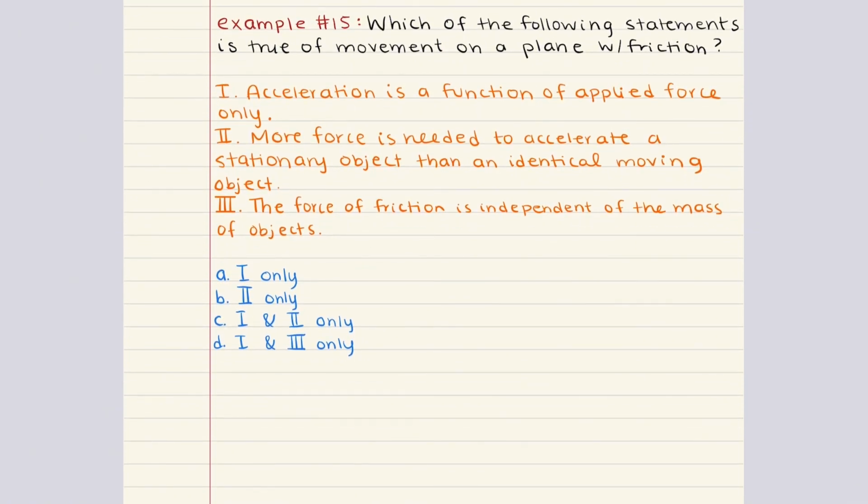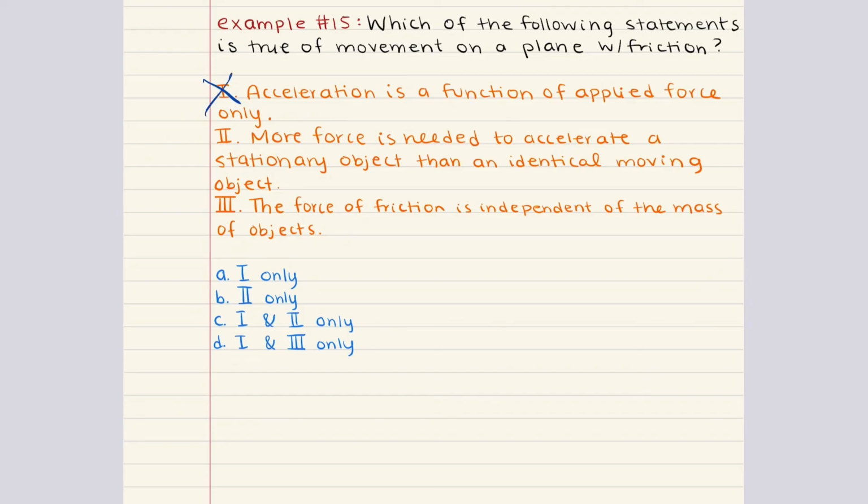Problem 15 says, which of the following statements is true of movement on a plane with friction? Statement 1 says acceleration is a function of applied force only. Now, this statement is incorrect because acceleration is not only a function of the applied force, but also depends on the mass of the object, as per Newton's second law, which states that force is equal to mass multiplied by acceleration. So statement 1 is incorrect.